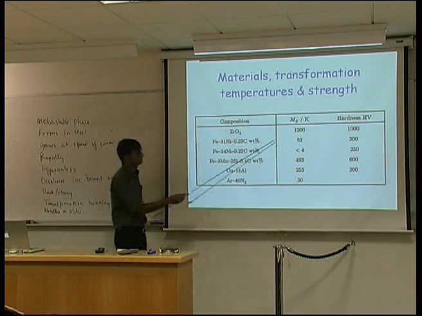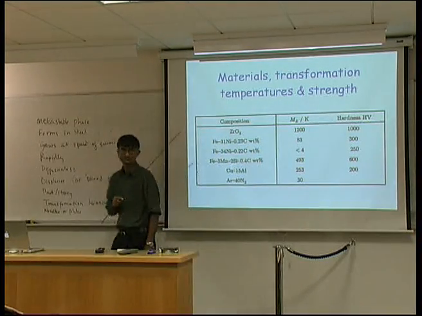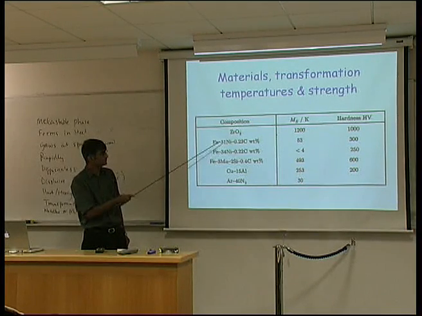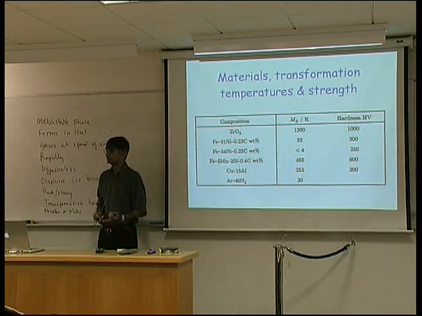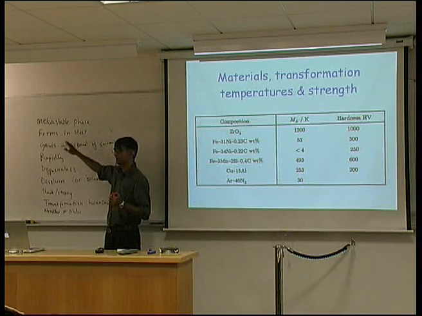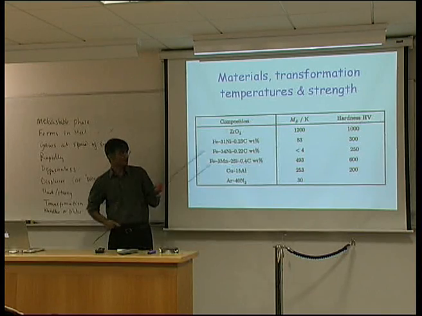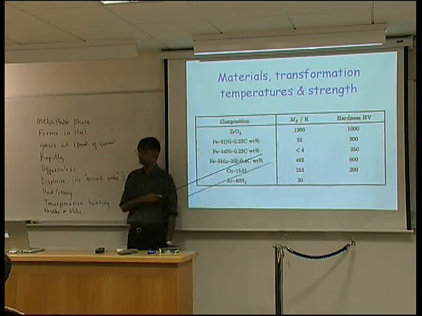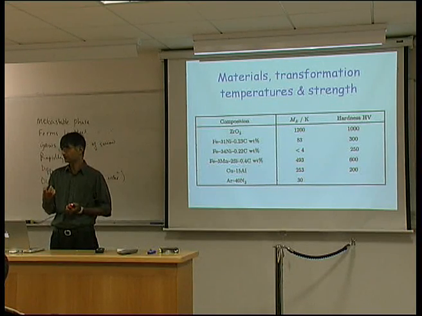Notice that this is, of course, extremely hard. HV stands for Vickers hardness. This is a steel containing 31% nickel, with an incredibly low martensite start temperature. So one of the things that people also say is that martensite occurs at low temperatures. Now, of course, that isn't necessarily true. Here we have martensitic transformation happening at 1200K, but here's a case where it's happening at a low temperature. So martensite can form at an incredibly low temperature.